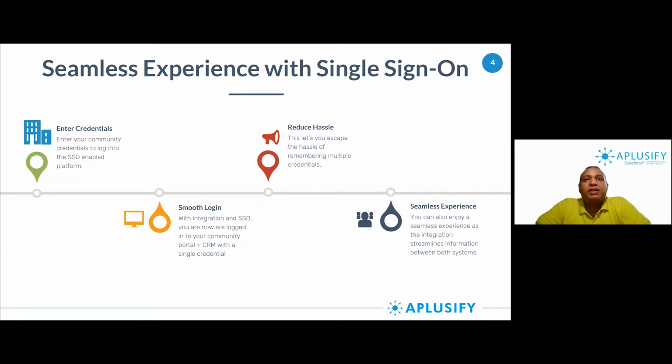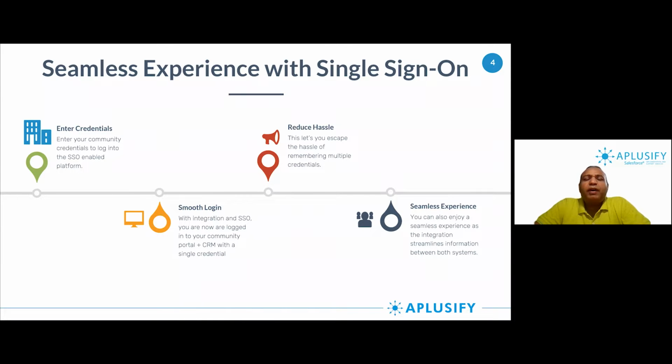So there is one credential through which you log in, right? And that helps you a lot because you don't have to remember multiple passwords. You don't have to remember the password for a community portal. You don't have to remember the password for your AMS or CRM. It's just one credential. You log in into multiple systems and keep on flowing your data between those two systems. So it's a seamless experience and it reduces your hassle, which is a very big advantage.